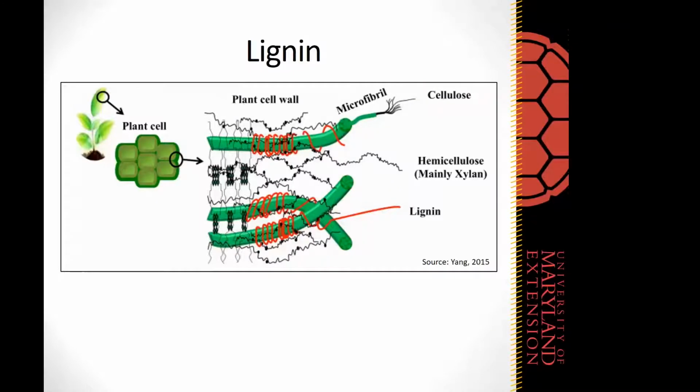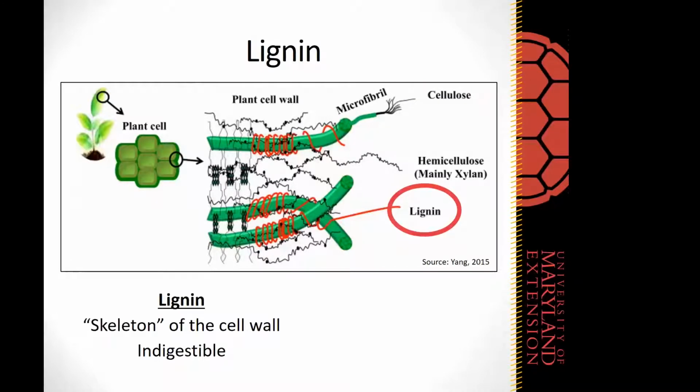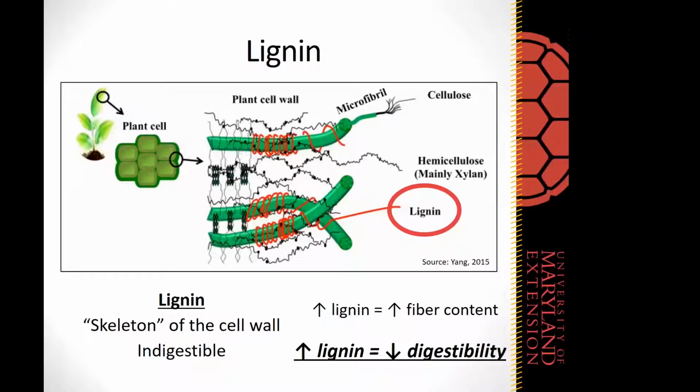And then finally, one more level down, we have lignin, which is basically the skeleton, if you will, of that cell wall, what provides the structural support for that plant. And it's basically, for the most part, indigestible. So again, it is associated with the fiber content, but it's also tied to digestibility because it's the most indigestible of all of the things within those forages.